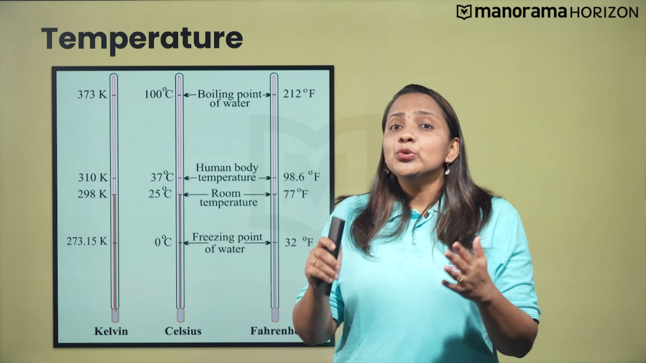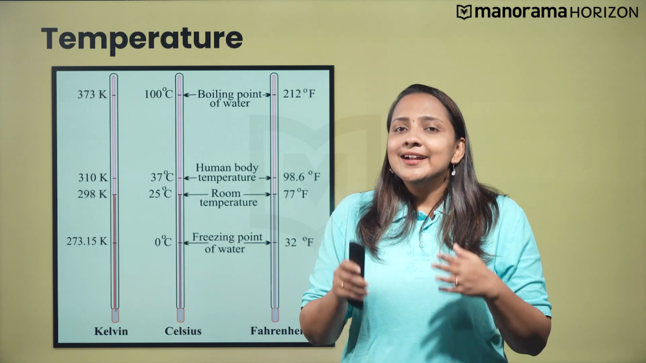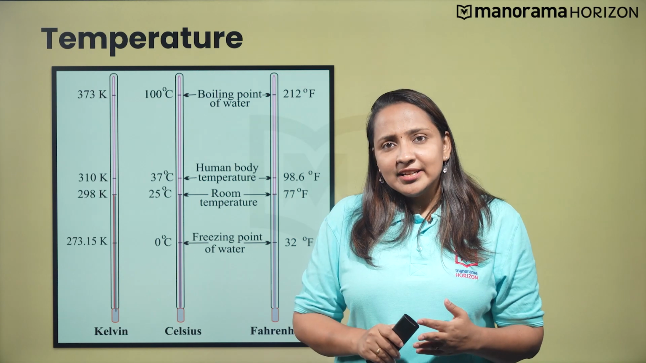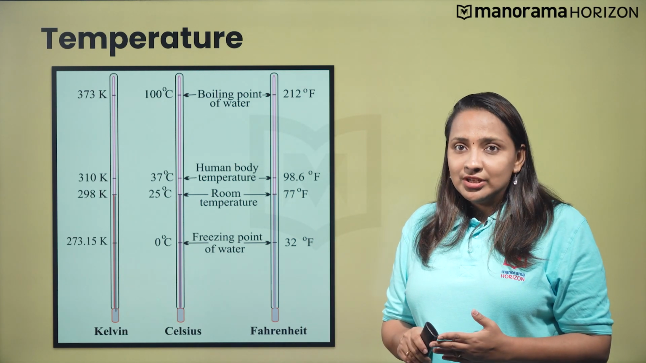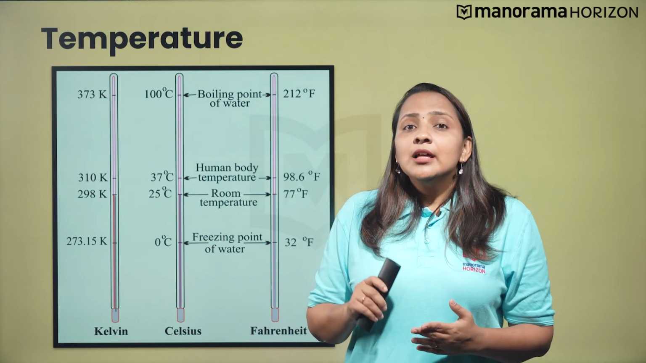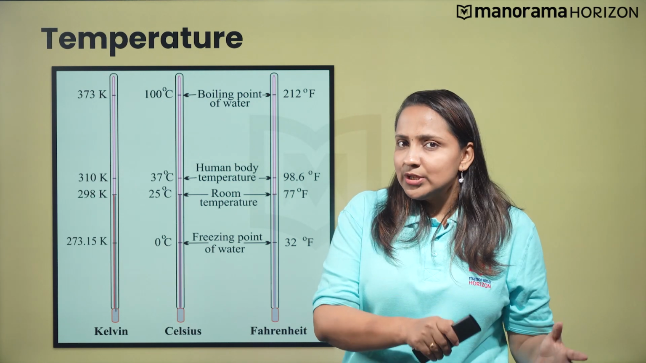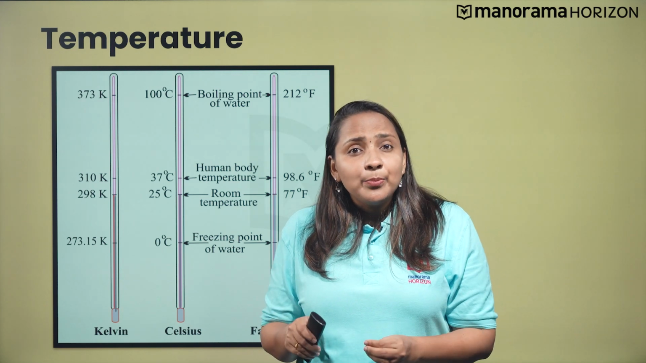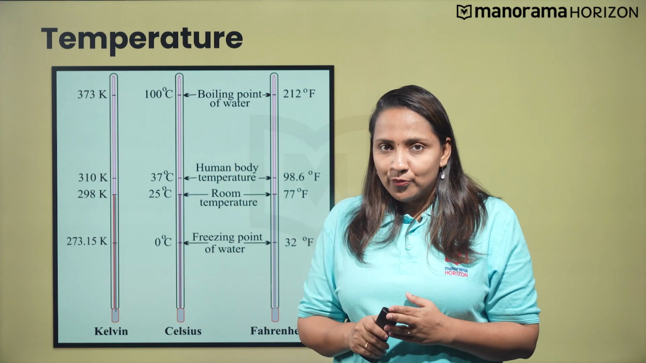Moving forward to temperature, there are 3 common scales used, which are degree Celsius, degree Fahrenheit and Kelvin scale. The SI unit of temperature is Kelvin. The thermometer with Celsius scale is calibrated from 0 degree, that is freezing point of water, to 100 degree, which is the boiling point of water.